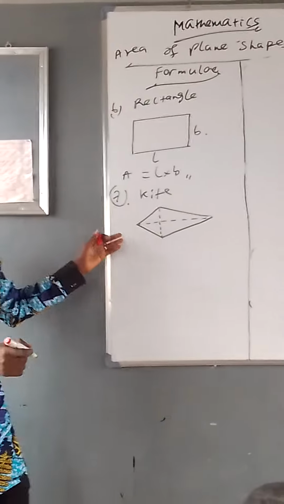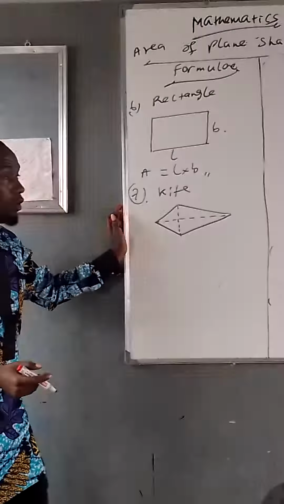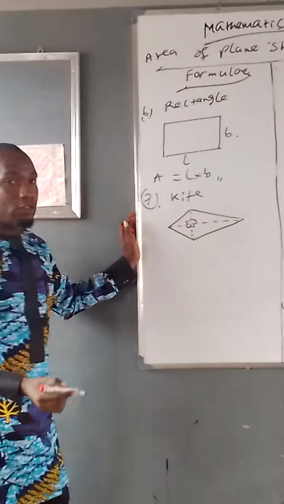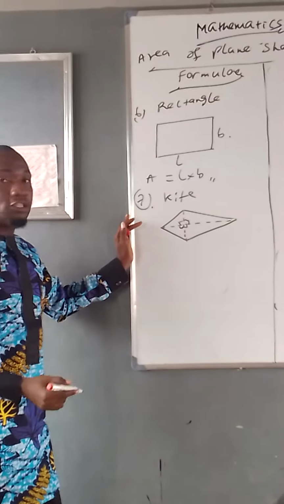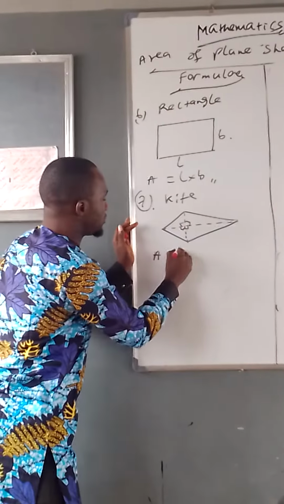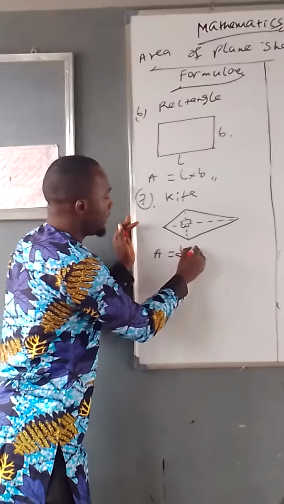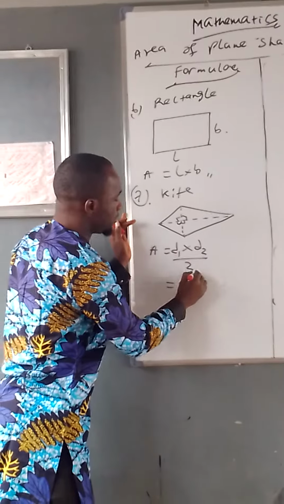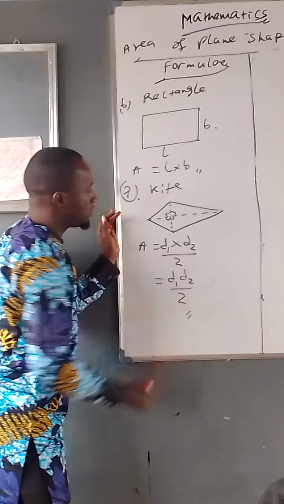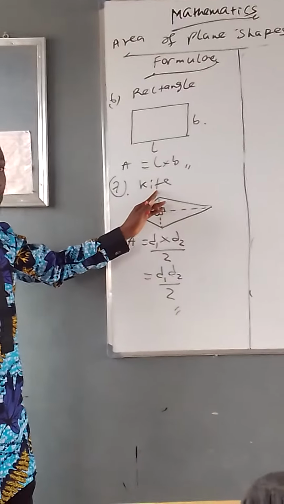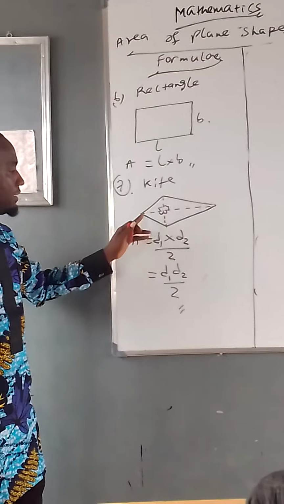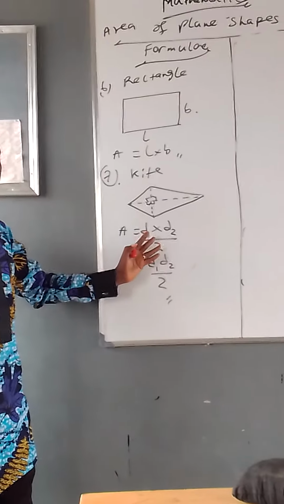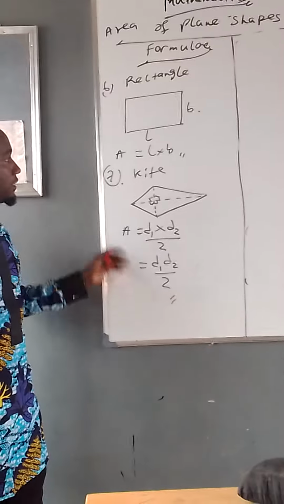Now this is the diagram of the kite. This kite has four right angle triangles. And the best way to calculate the area of this kite is: area is equal to d subscript 1 times d subscript 2 over 2. That is equal to d subscript 1, d subscript 2 over 2. D subscript 1 stands for the vertical diagonal, while d subscript 2 stands for the horizontal diagonal. That means when you multiply the horizontal and the vertical diagonal and divide that by 2, that gives you the area of the kite.